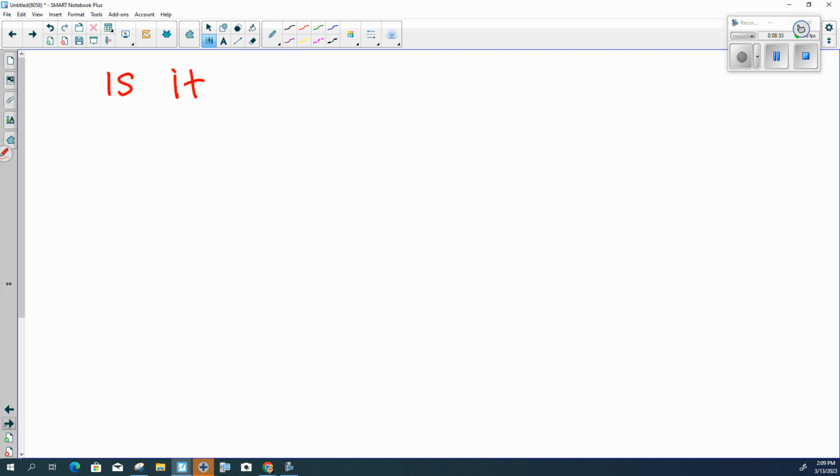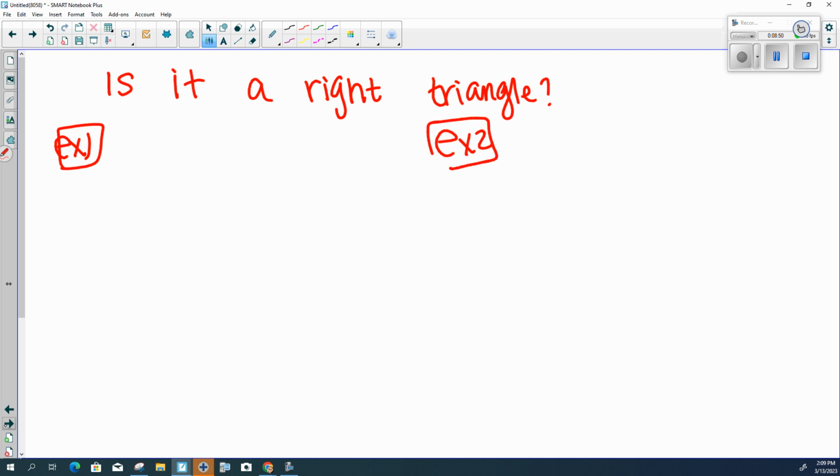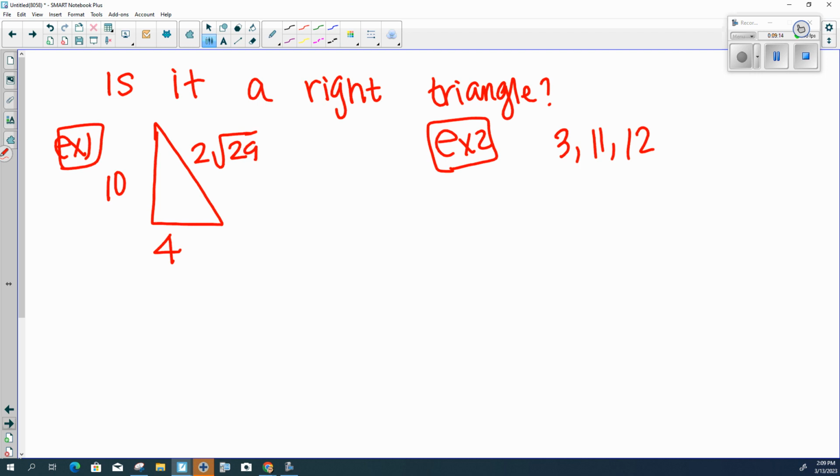Is it a right triangle? There's going to be times when they just give you 3 numbers. And they ask you, could these 3 numbers be the sides of a right triangle? Here's one set we're going to try. And just because it looks like a right triangle doesn't mean it is. We have to test it out. So I'll give you a second to write these 2 down.